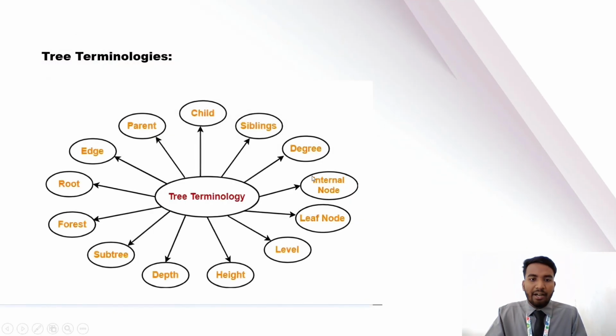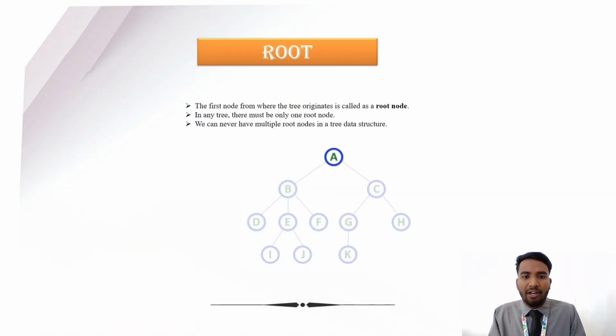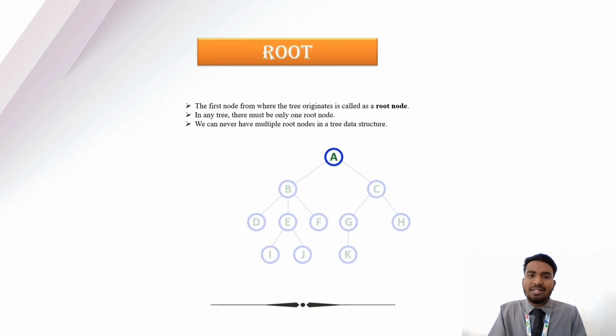We see there are many terminologies of a tree, such as the root, forest, subtree, depth, height, degree, sibling, child, parent. In the next slide, we will see the root node. What is root node? The answer is the first node. The first node from where the tree originates is called a root node.